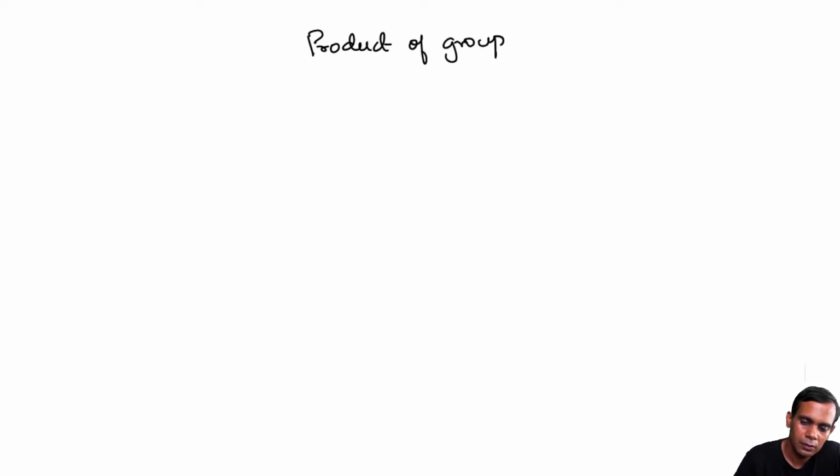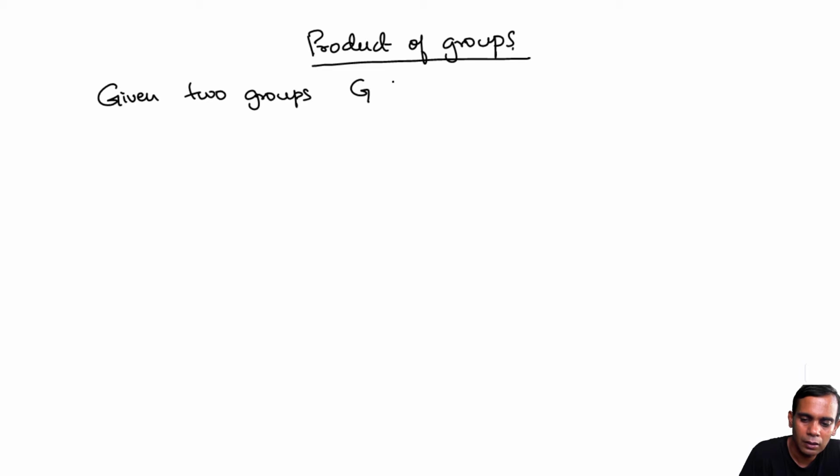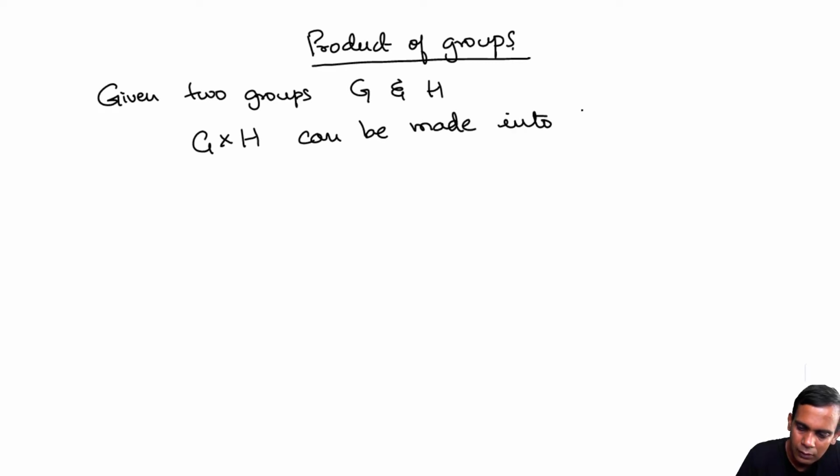Let's talk about a way of creating new groups from old ones. This is called the product of groups. So given two groups G and H, you can put a group structure on the Cartesian product of the set G cross H.